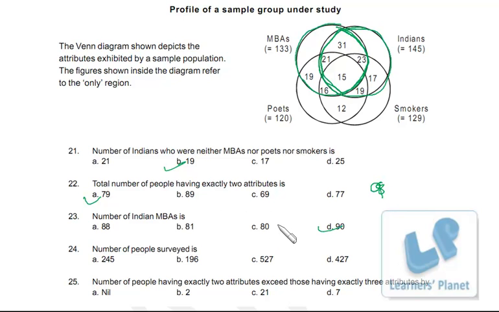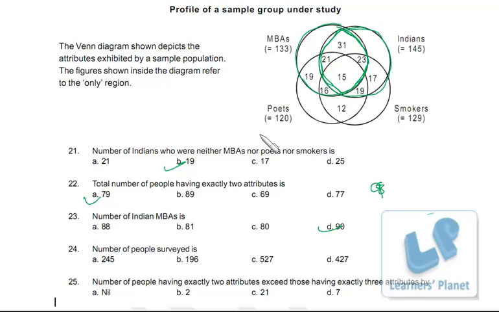Pretty simple. Number of Indian MBAs. Okay, so the area shared between MBA and Indian. If it is asked number of the persons who have exactly two attributes, Indian and MBA, then we have to take this one, right? Here, Indian MBAs, that means we should not neglect smokers and poets. We have to take them into consideration also, because there are two different questions, number of Indian MBAs and number of persons who are only Indian MBAs. That means they do not have any other attribute, that is poet or smoker, right? So in the other case the answer will be 31, in this case the answer is 90.